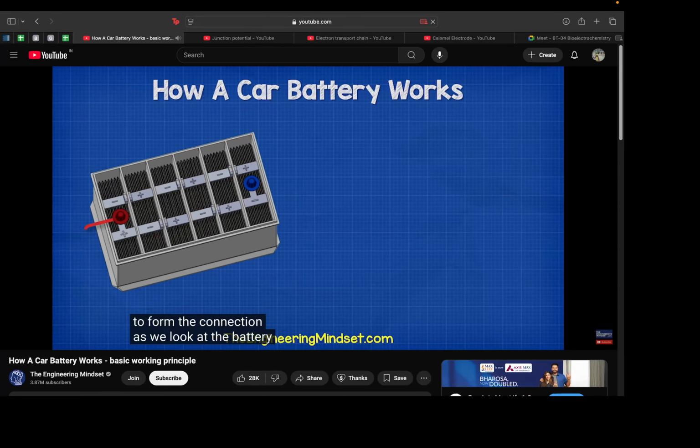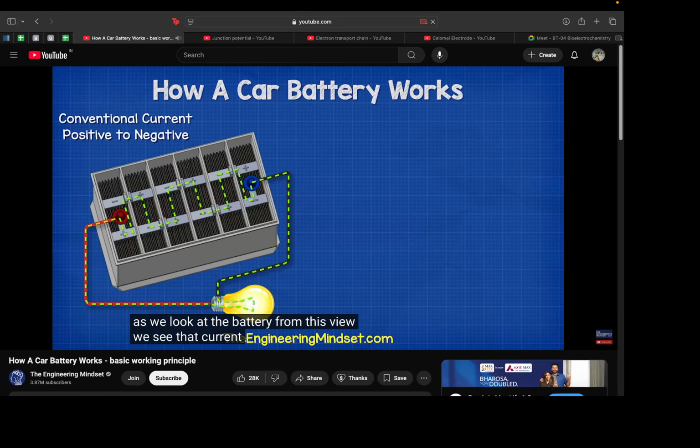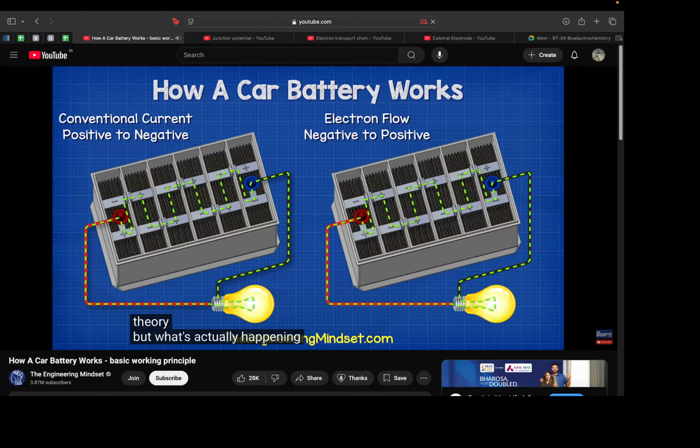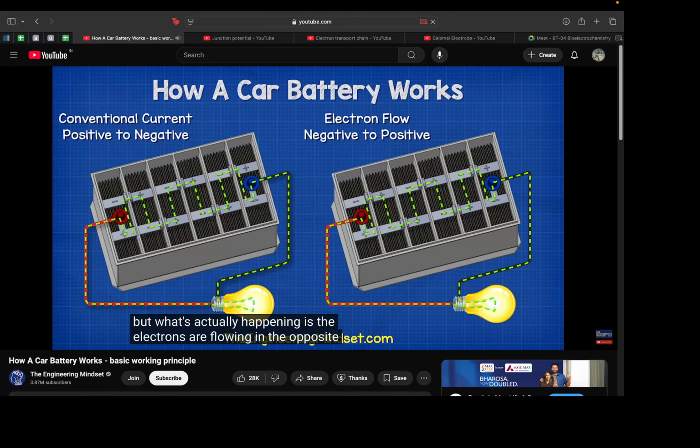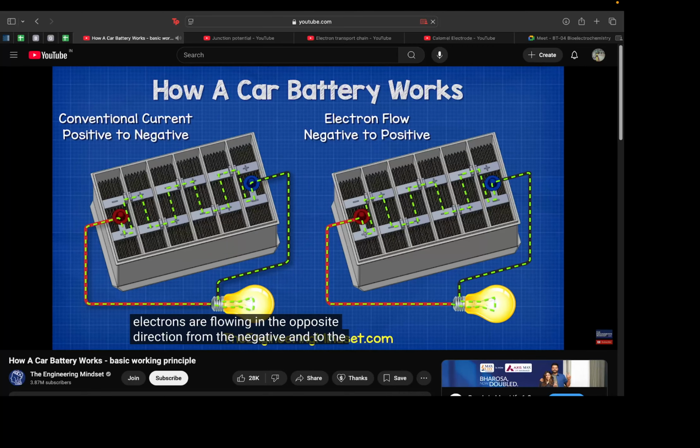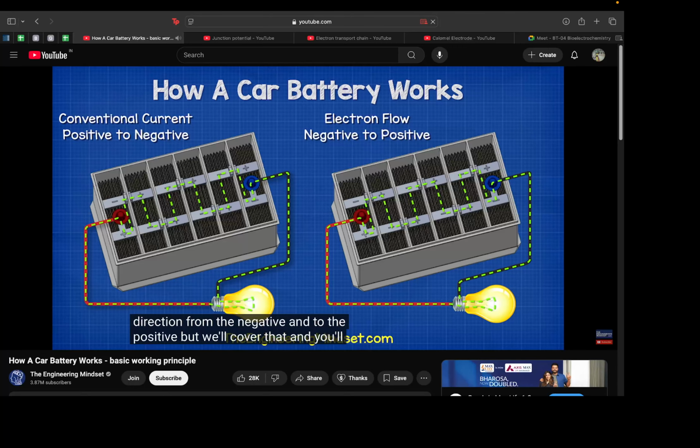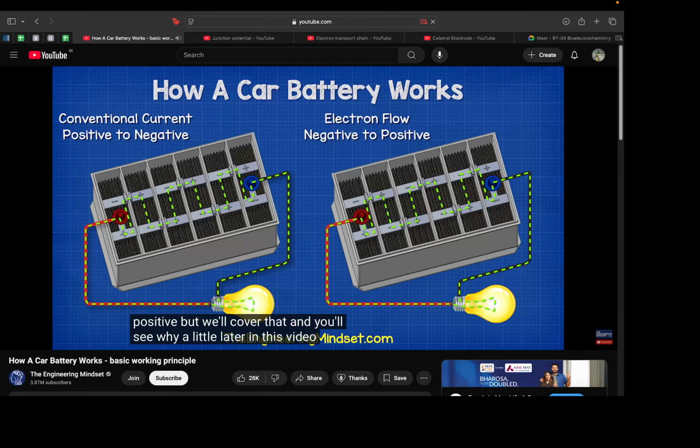As we look at the battery from this view, we see that current flows through the battery cells from the positive to the negative, and that's using conventional current theory. But what's actually happening is the electrons are flowing in the opposite direction, from the negative to the positive. But we'll cover that and you'll see why a little later in this video.